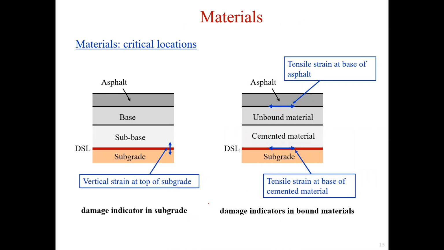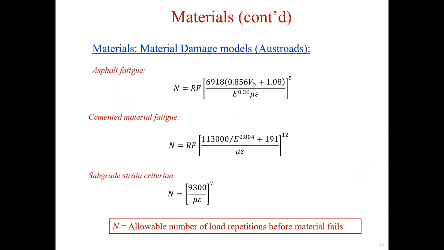For the materials, we have to check the damage indicators at the critical locations. In other words, the vertical strain at the top of the subgrade, the tensile strain at the base of the asphalt, and the tensile strain at the base of cemented materials. For these materials and at critical locations, there are three corresponding material damage models: the asphalt fatigue, the cemented material fatigue, and subgrade rutting and loss of surface shape.